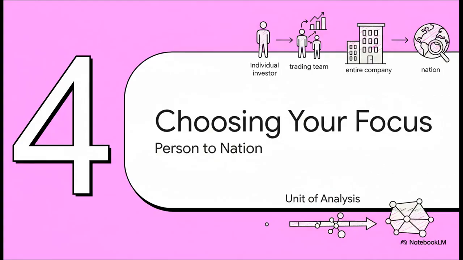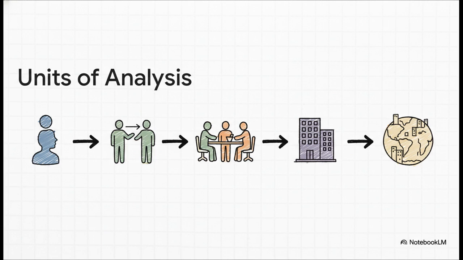Okay, so once you've figured out your setting, the next piece of the puzzle is deciding who or what you're actually studying. Are we talking about individual investors, or maybe trading teams, or entire companies? This is what we call your unit of analysis. And your focus here can be anything from the super small to the absolutely massive. You could be studying the risk tolerance of one investor, or the dynamic between a client and their advisor, or the performance of entire banks, or even the economic growth of whole countries. Your original research question is what tells you where to point your microscope or your telescope.